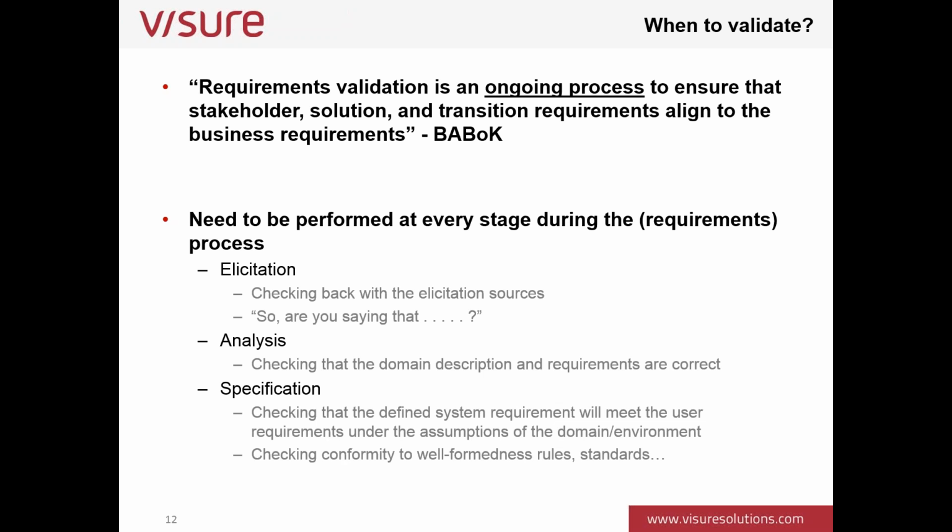And also during the specification, when we are writing the proper documents, we have to check that the defined system requirements will meet the user requirements, so that the low-level requirements meet the high-level requirements assumption. We have to check the conformity to rules, standards, and so on. So basically, the validation is going to happen not at the end of the requirements step, but during the whole requirements process. As I mentioned before, the four activities, not stages, are going to be mixed together. So we are going to validate during the whole time.